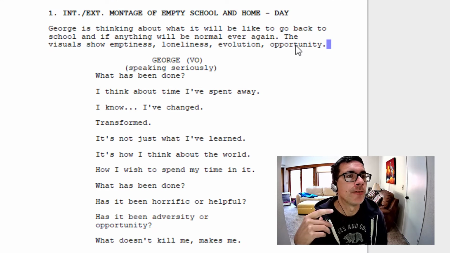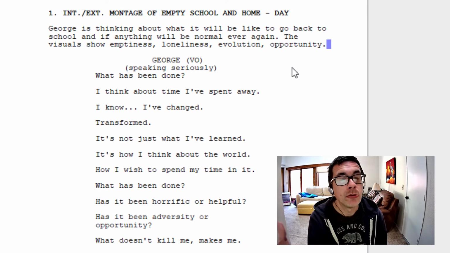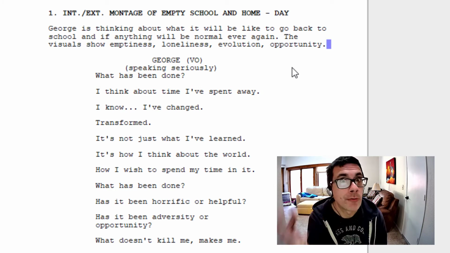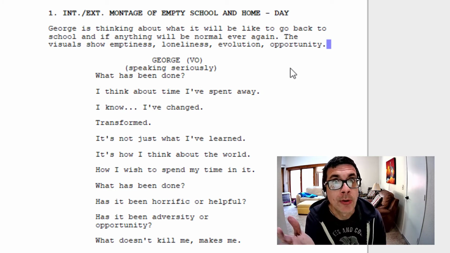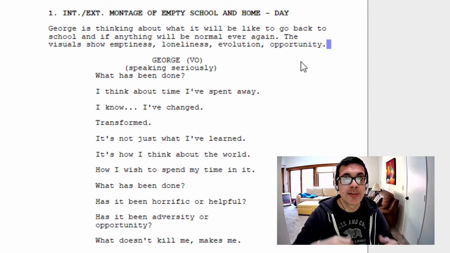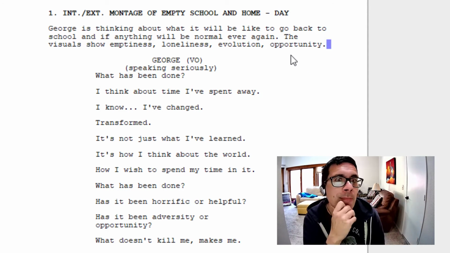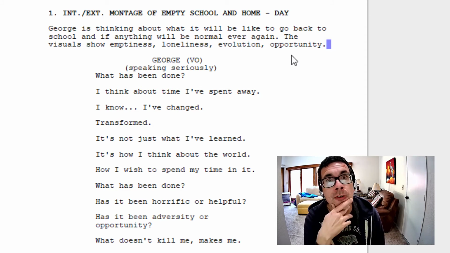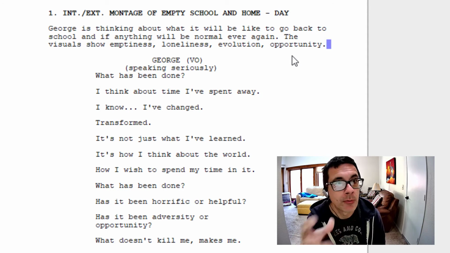So we see the visuals show emptiness, loneliness, evolution, and images of opportunity, maybe a road stretching out into the distance, or something like that. So this is for your cinematographer and director to kind of figure out what it is that we're going to see as we hear the words.